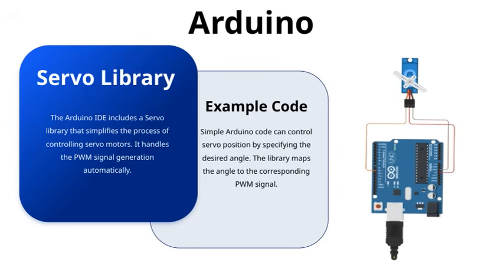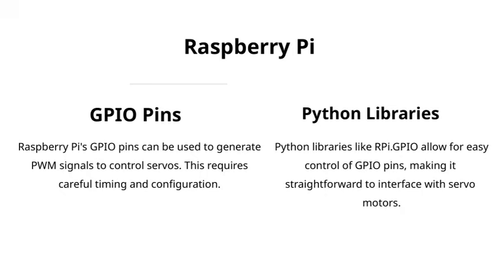Overall, the key point here is that the servo library streamlines the process, making it easier to integrate servo motors into your projects. This fits perfectly with our overall theme of simplifying robotics and automation tasks. So, whether you're building a robotic arm or an automated camera, using this library can save you a lot of time and effort. Now, let's talk about the GPIO pins on the Raspberry Pi.